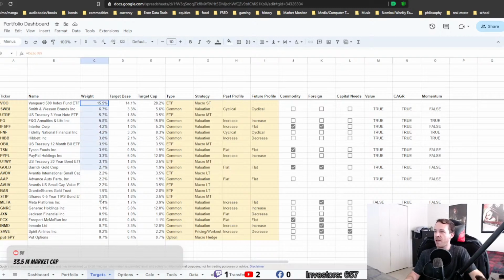Right here, I have the actual weights for each of my positions. And then here I have those targets that I was showing on that other graph. This is the base level, and this is the cap level. And over here on these columns, we'll talk about the right section first. You can see that we have listed commodity, foreign, and capital needs.